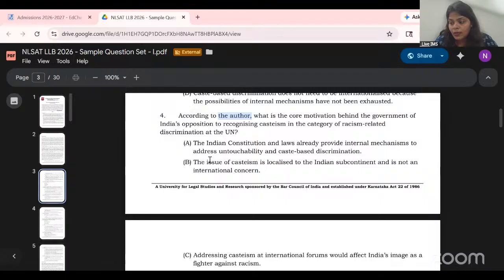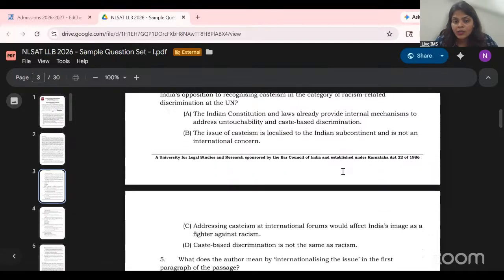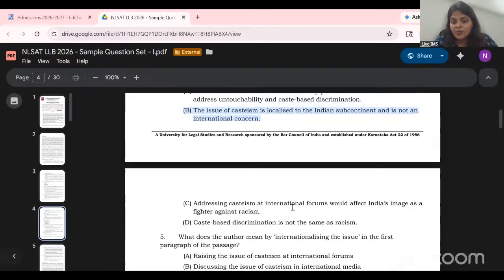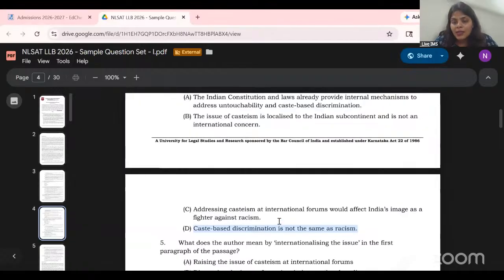So it is again talking about, so Indian constitution and laws already provide internal mechanism to address untouchability. Issue of casteism is located to Indian subcontinent and is not international. This is nowhere mentioned in the passage. Addressing casteism at international forum would affect India's image as a fighter against racism. This we have seen in the passage, it is clearly mentioned in the passage. All right. And the last one, casteism is not the same as racism. This is not India's argument.